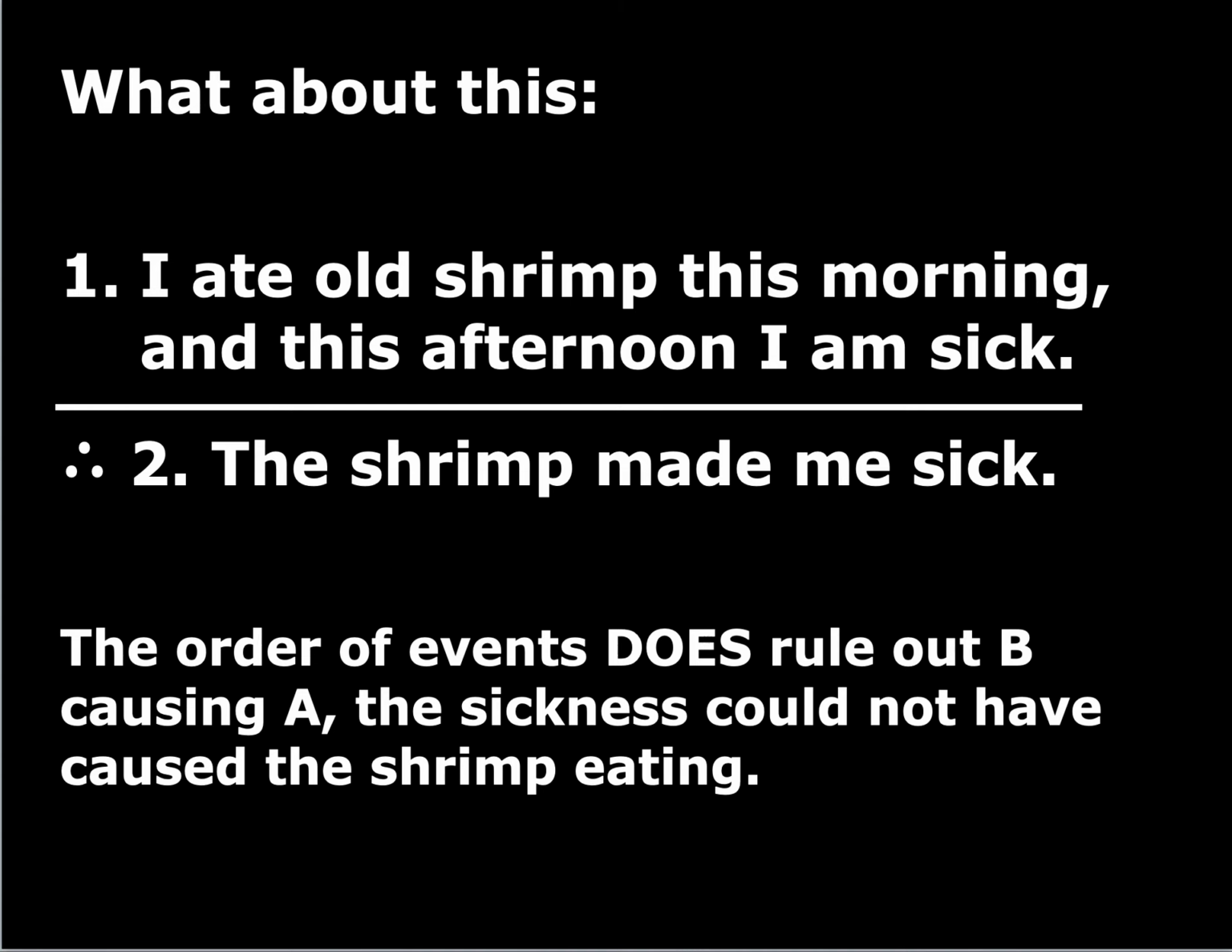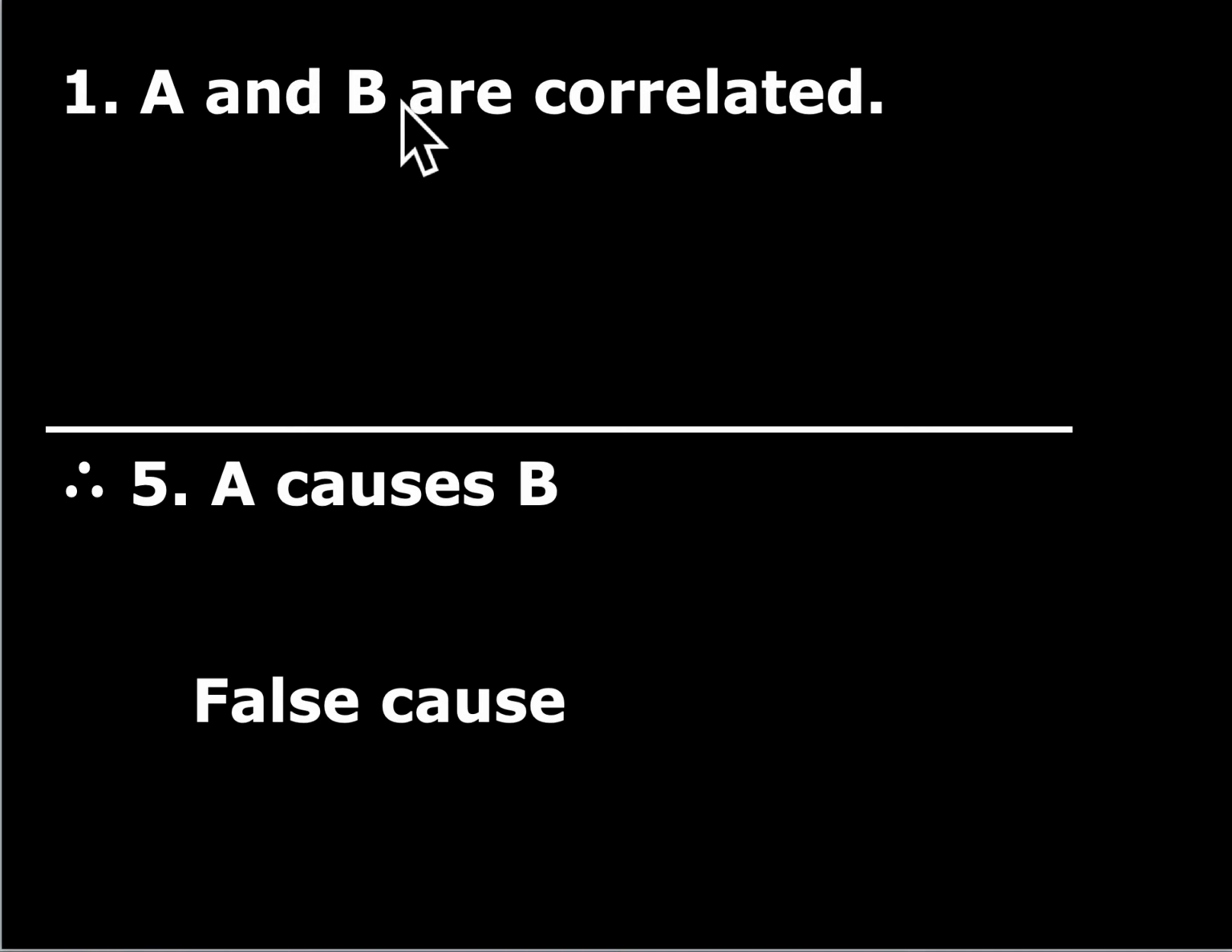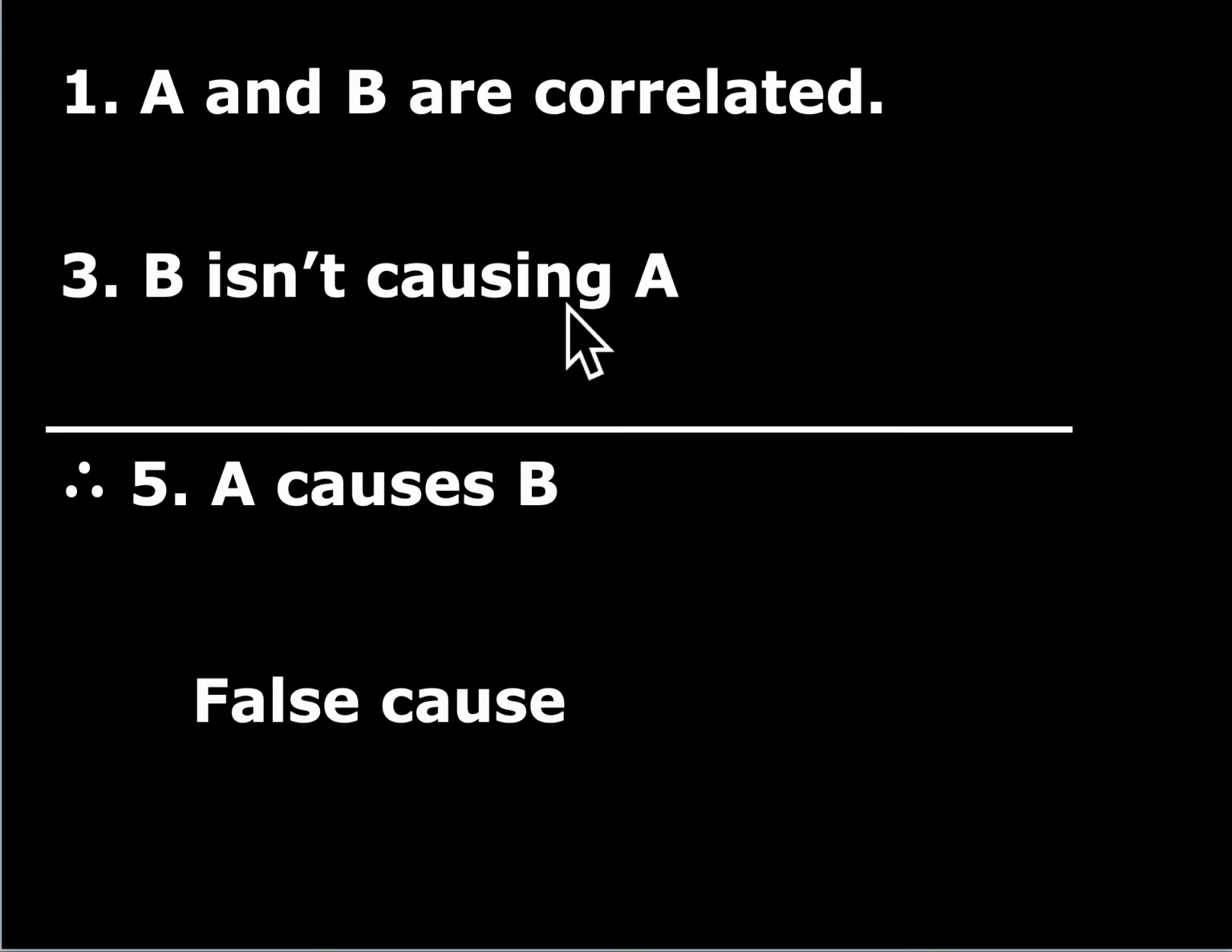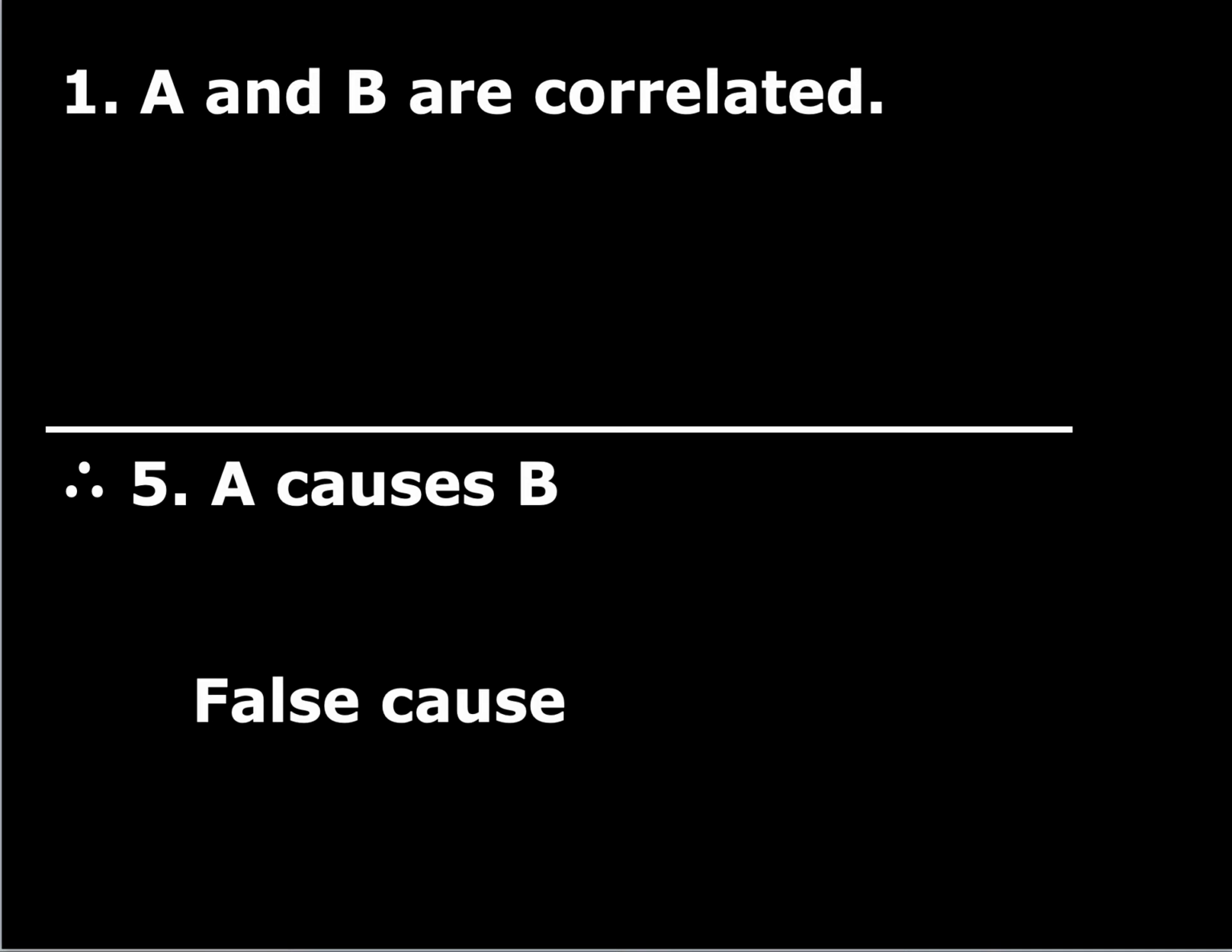Well, the order of events does rule out B causing A. So it's not just this, correlation, therefore A causes B, because there is some reason to think B isn't causing A. The time difference. Okay, the sickness can't go back in time and make me eat shrimp. So the point is that this is still a bad argument, probably, but it's better than this.